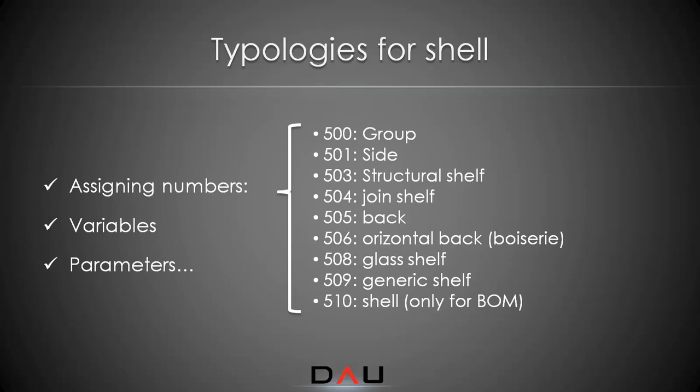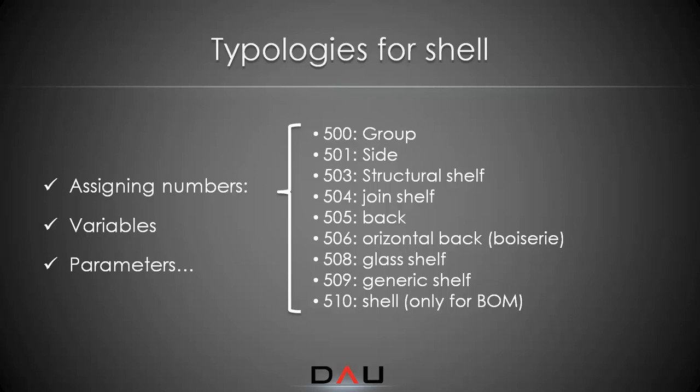That is to say that we have assigned some numbers starting from 500 for no particular reason. Let's remember that they may go from 1 to 950. We have preferred this type of setting anyway. 501 is for the typology for the sides, 503 is for the structural shelves, 504 for the generic joint shelf, 505 for the backs, 506 it's always a type of back, but it's used for the boiserie.